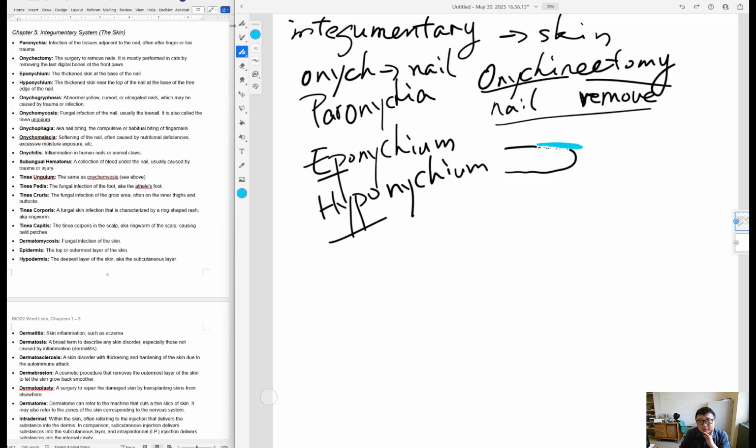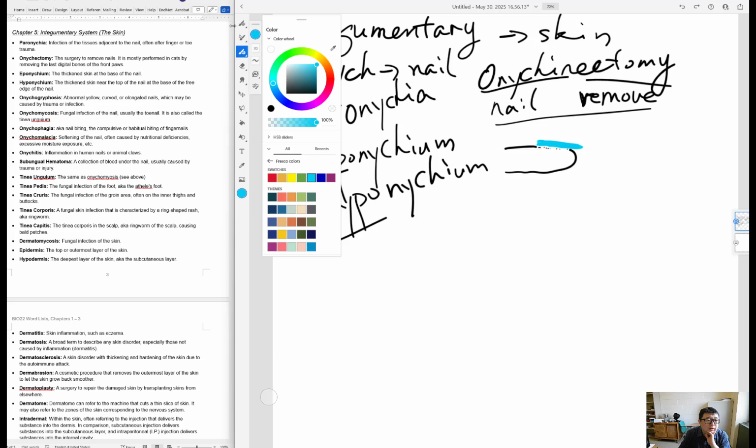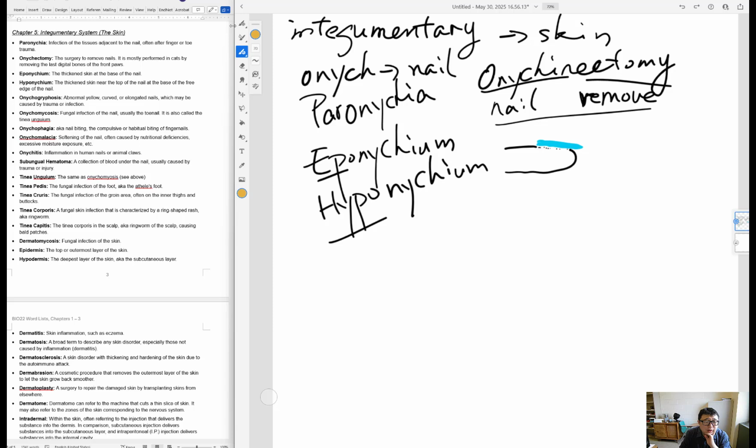The nail should be flat. It shouldn't be on this side. It's better. This and that. Okay. So what is the eponychium here? This is the fold at the top that seals the joint between the nail and the skin. It's waterproof, and this is called the eponychium.